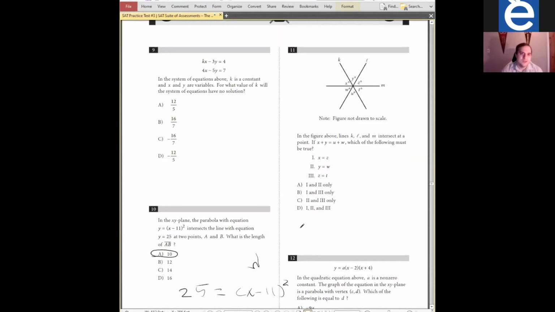All right. In the figure above, lines K, L, and M intersect at a point. If x plus y is equal to u plus w, which of the following must be true? We have a few varieties of things going on here, so let's just start checking these. Is x equal to z?